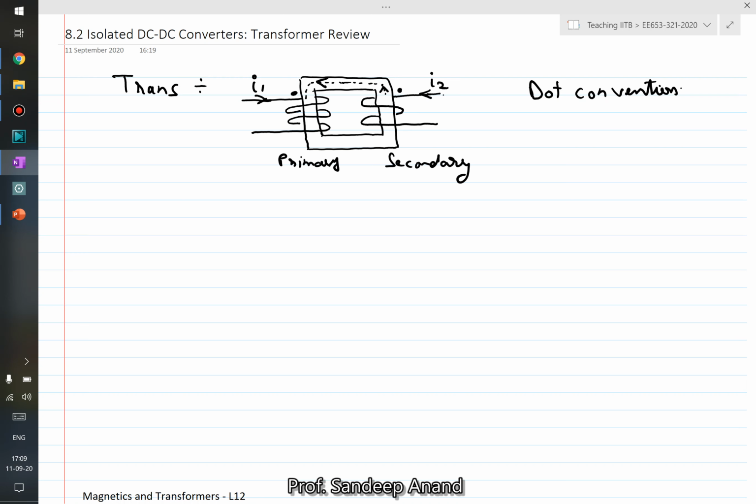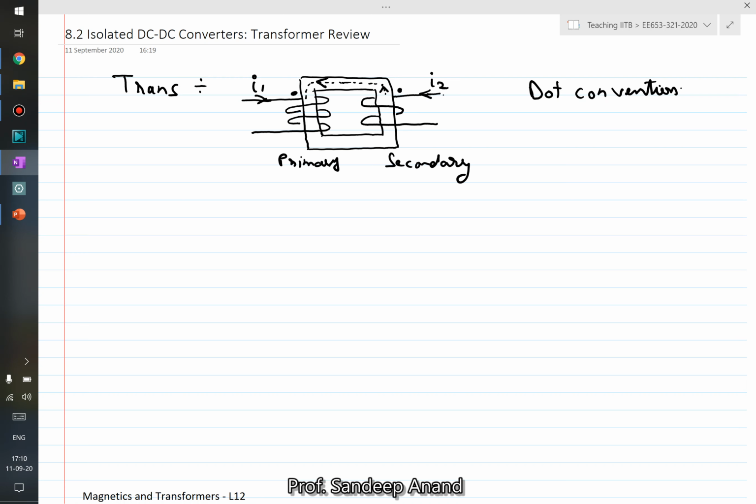So if both the fluxes are aiding, that means those two terminals can be represented by dots. So that's how you get a dot convention. Current entering both the dots must aid flux, or the flux produced because of both of them should add to each other. That is how you define the dot convention.